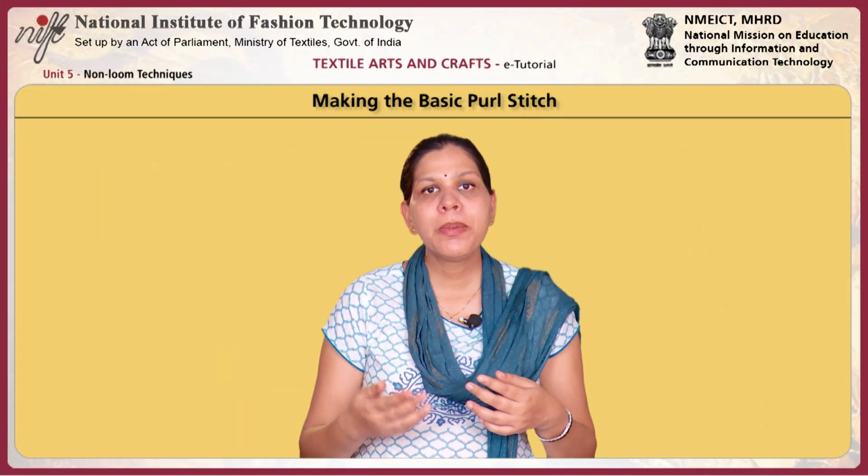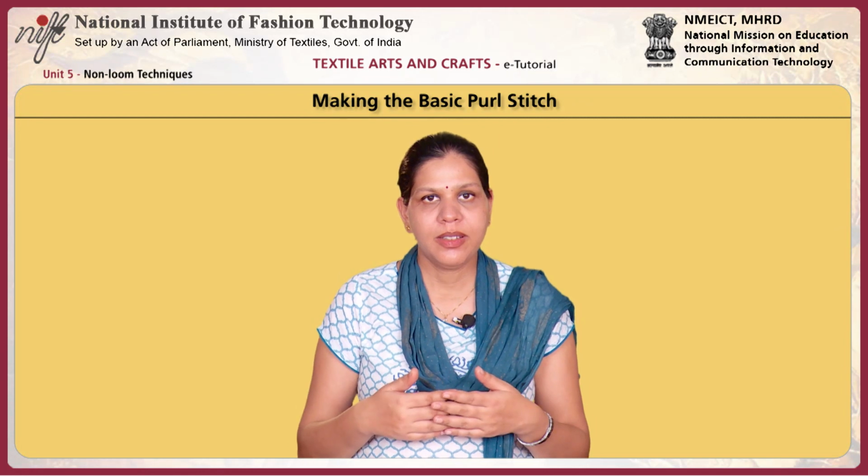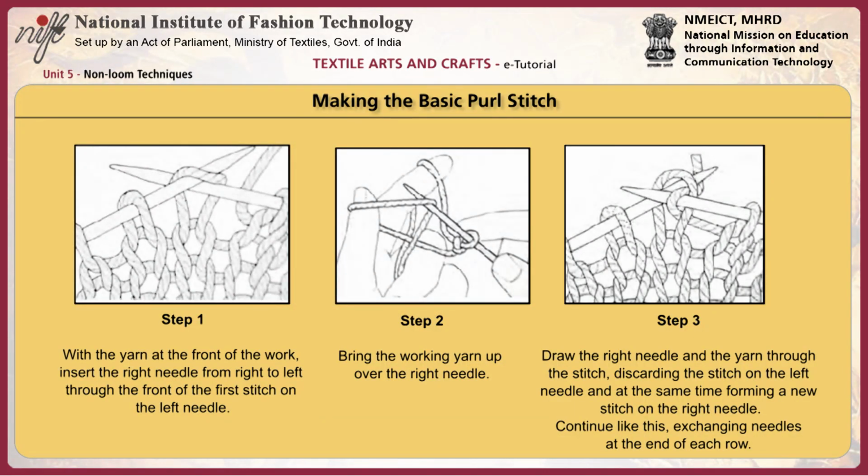To make the basic purl stitches, follow these steps. With the yarn at the front of the work, insert the right needle from right to left through the front of the first stitch on the left needle. Bring the working yarn up over the right needle. Draw the right needle and the yarn through the stitch, discarding the stitch on the left needle and at the same time forming a new stitch on the right needle.